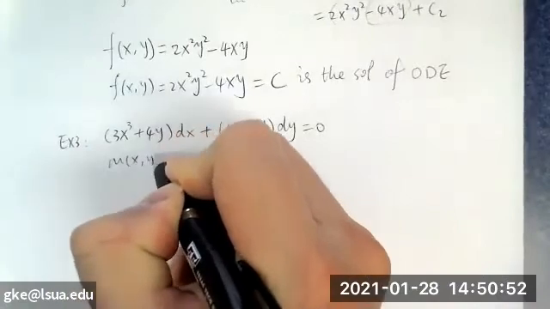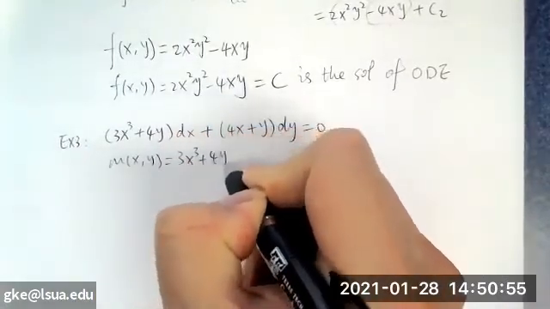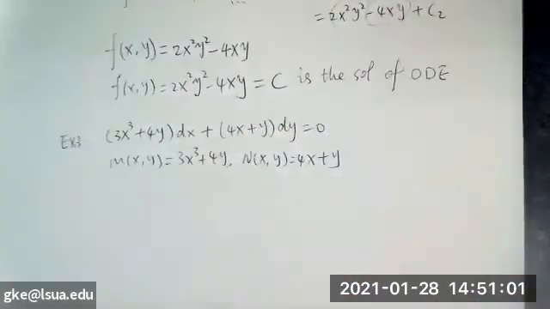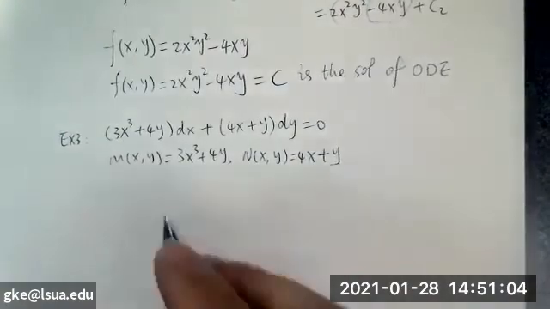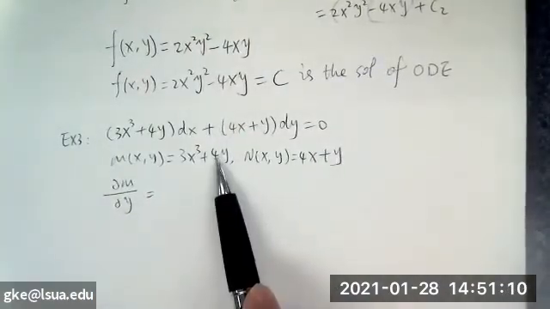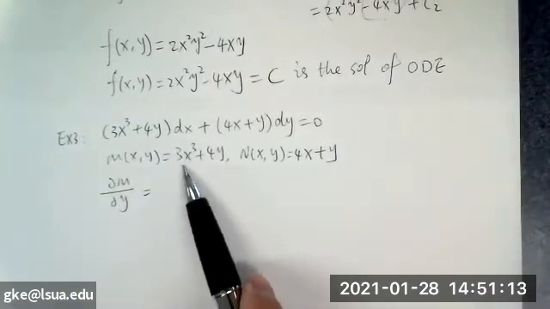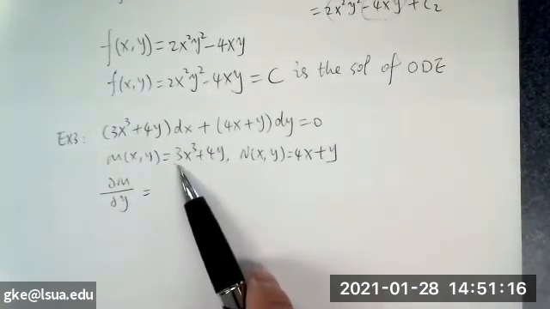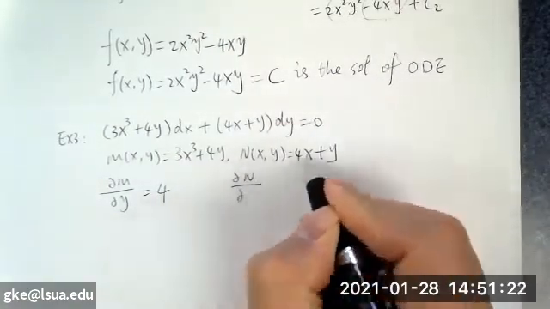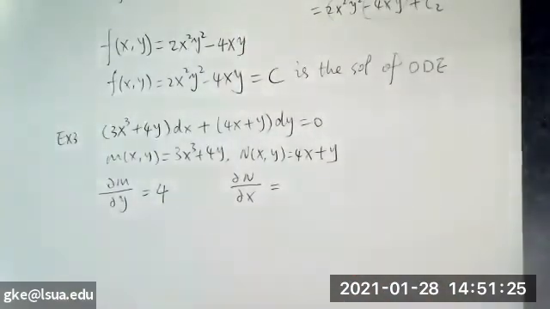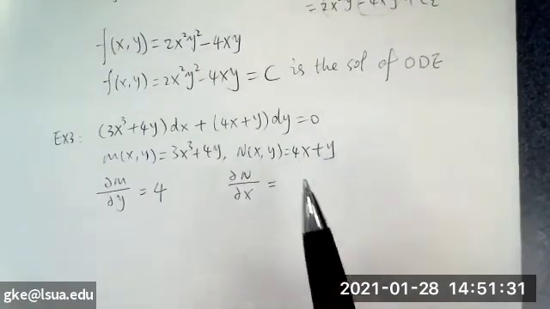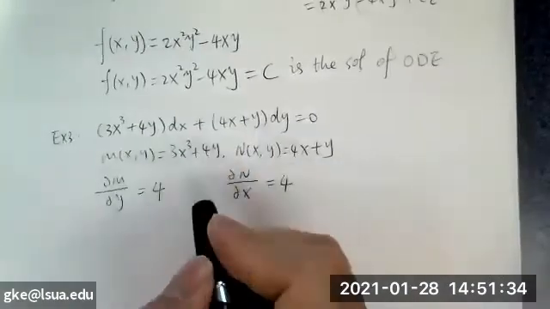So here we have what? We have this guy and partial M over partial y. That means we do the derivative for y, and this term should be 0, because this is constant. The derivative of a constant is 0, so we should get 4. And partial N over partial x equals what? This term is 0, this term should be 4, right? Equal to each other.